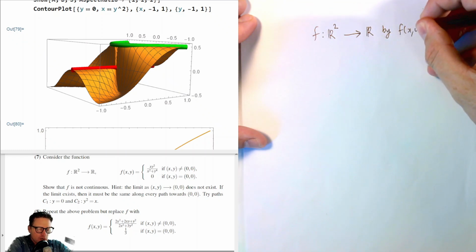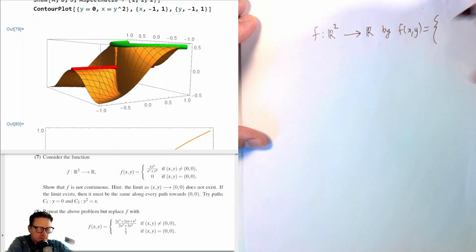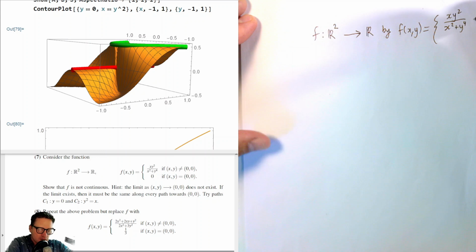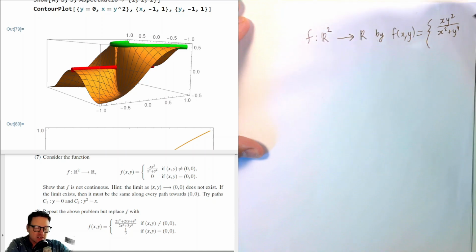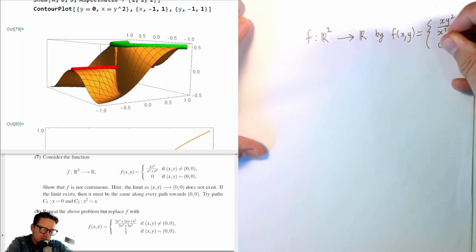f of x, y is the piecewise function xy squared over x squared plus y to the 4th if your point is not 0, 0. I'm running out of space here, so let's see if I can fit it in. If x comma y is not 0, 0. And then we say that it's 0 otherwise.